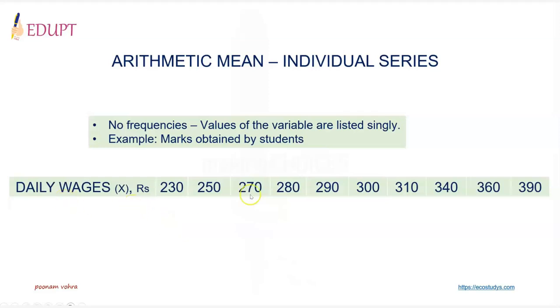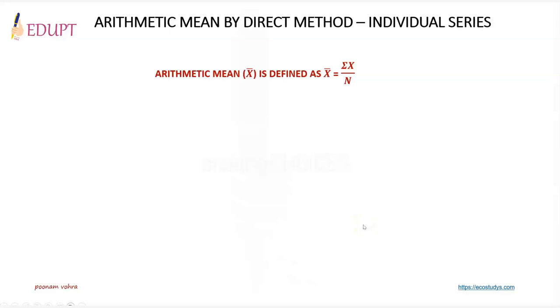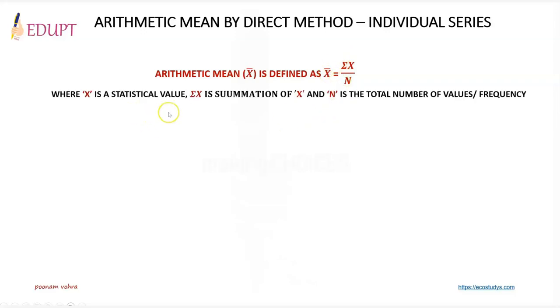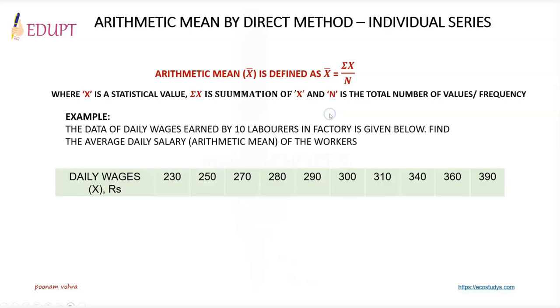Now here the information is about daily wages of workers denoted as variable X in rupees. So this is the information for the daily wages as given. And one can find arithmetic mean in individual series by direct method first. So arithmetic mean by direct method would be X bar is sigma X by N, where X is the statistical value, sigma X is the summation of X, and N is the total number of frequency or values.